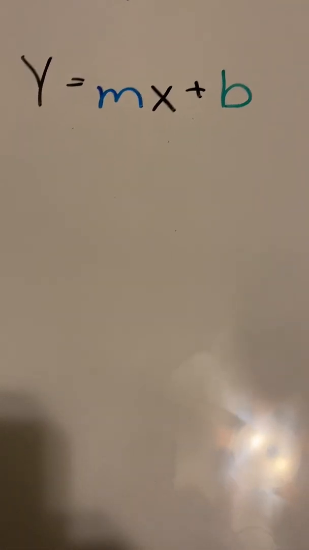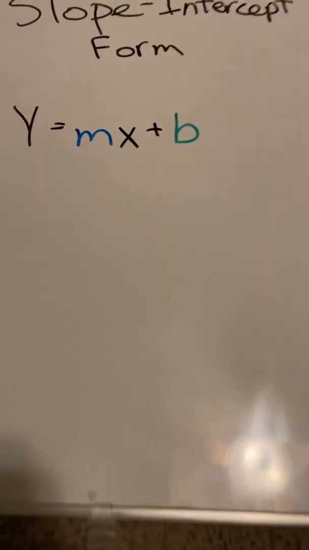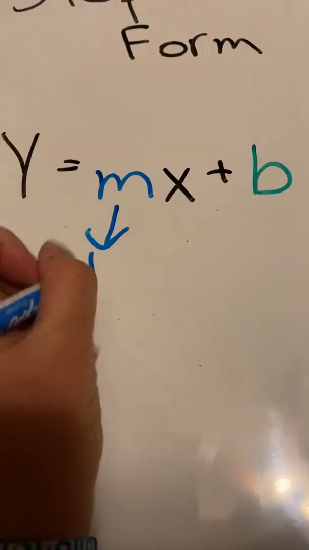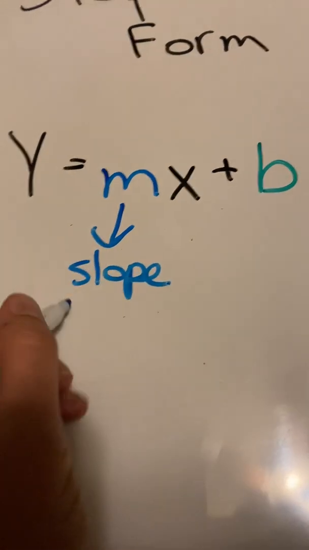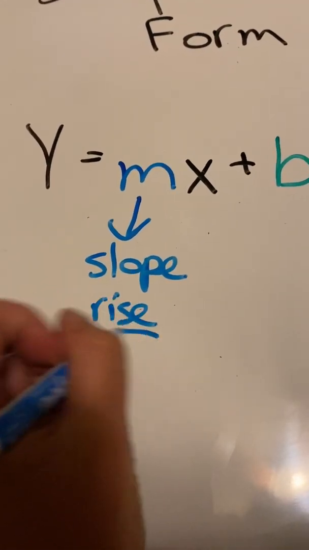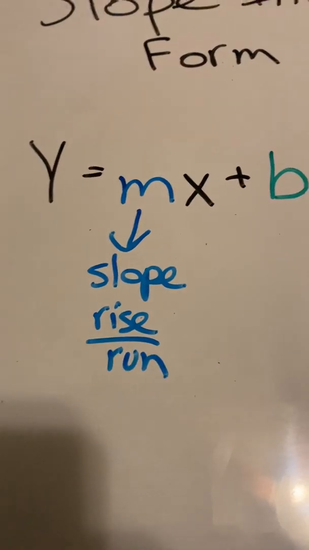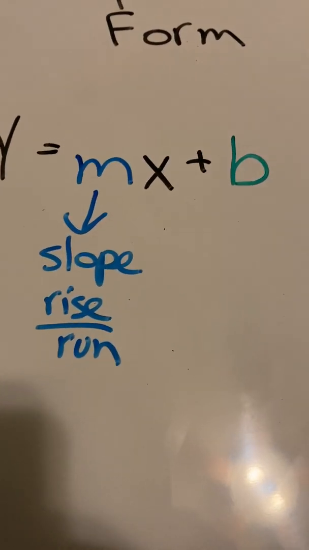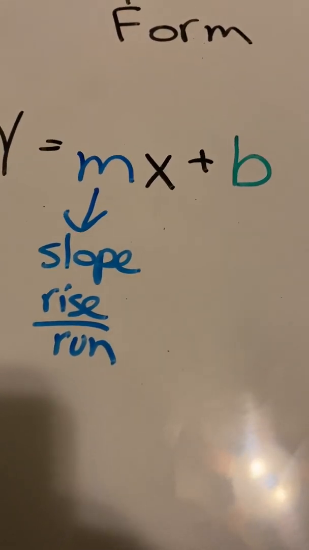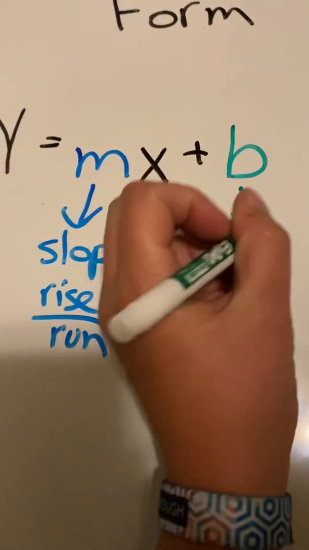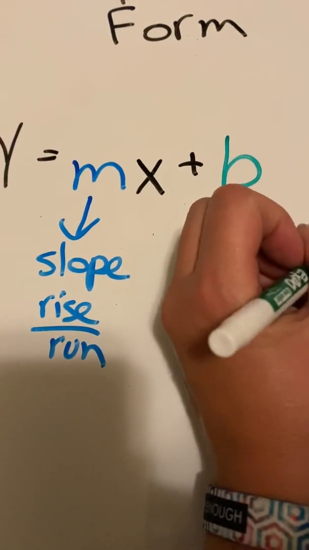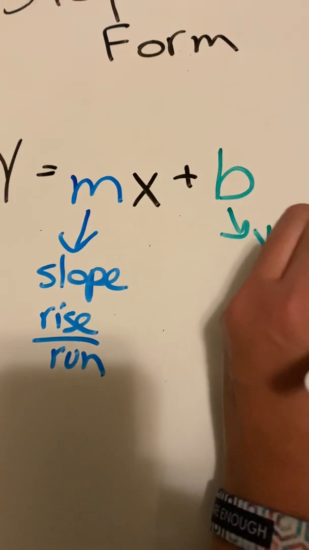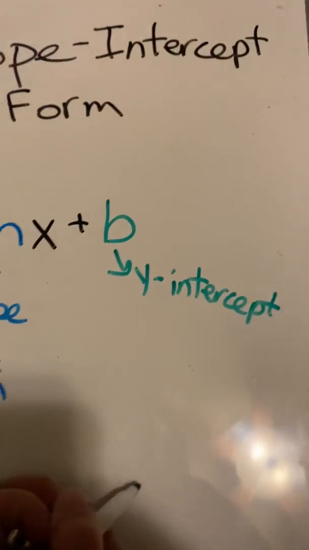So the m is what we call slope. And this is going to be your slope, which is your rise over your run, okay? It's kind of your fraction. This green one, this b, is something called your y-intercept. So b is your y-intercept.